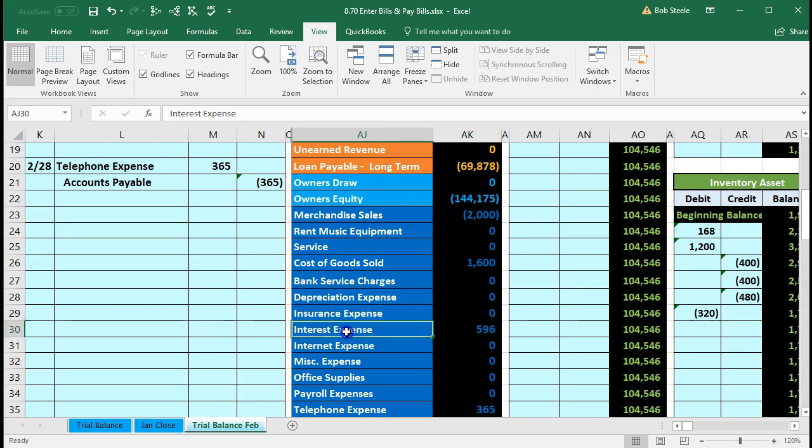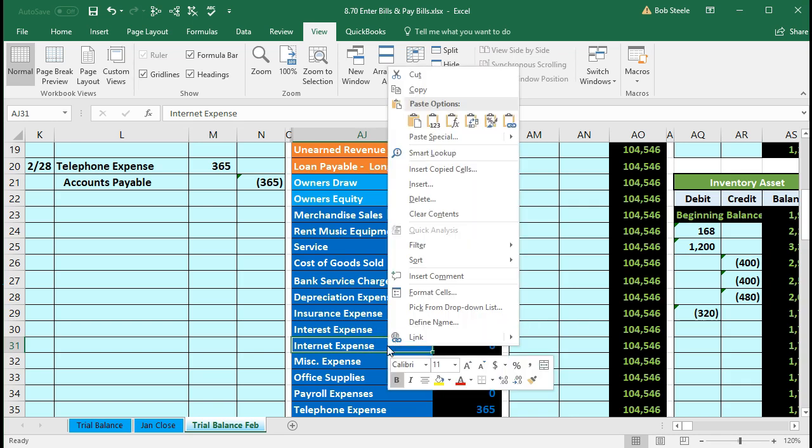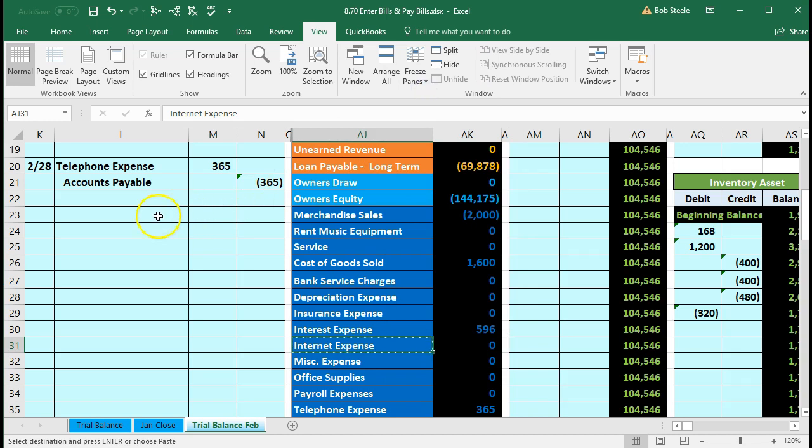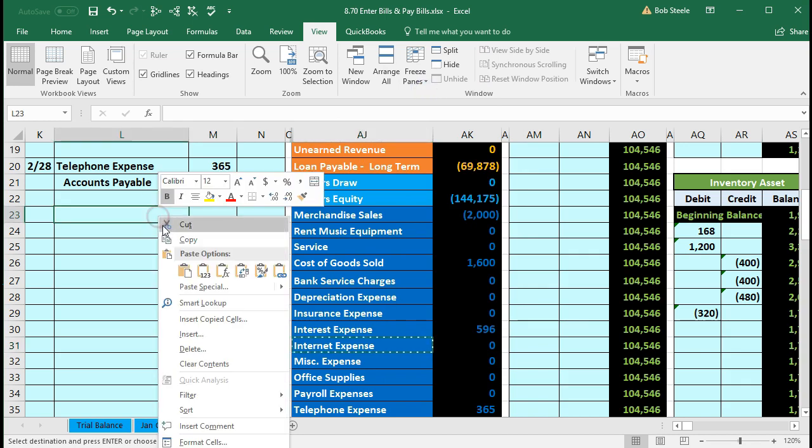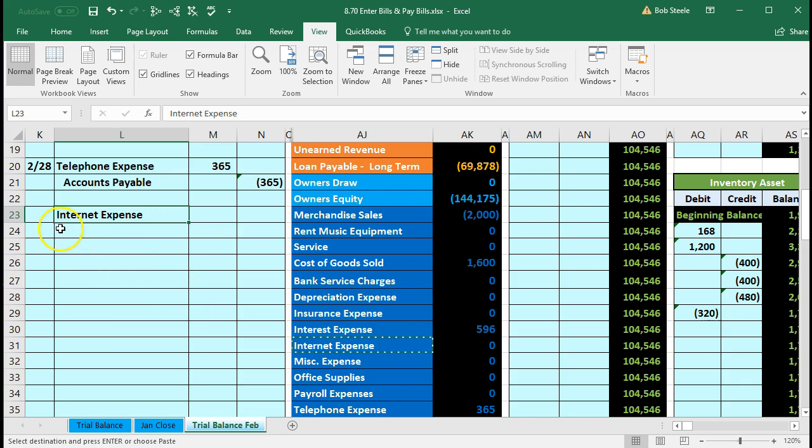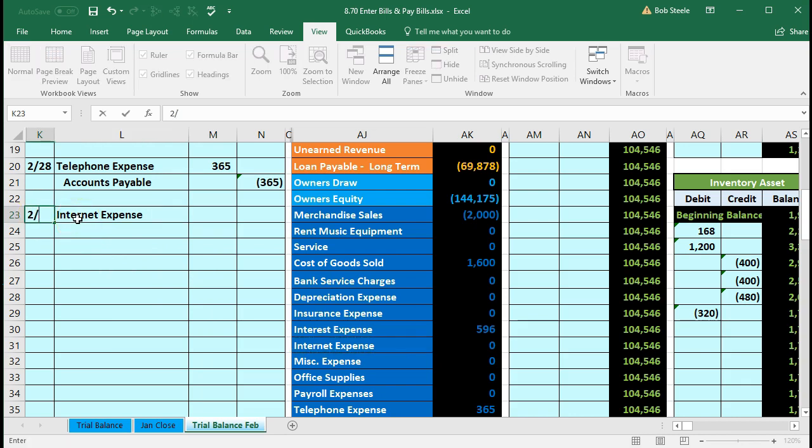Down here we see the internet expense. Like all expenses, it's going to have a debit balance and it's going to go up in the debit direction. Therefore, we will do the same thing to it as we always do to expenses, debit it. Copying the internet expense by right-clicking and scrolling over to L23, right-click and paste. The date is going to be, once again, 2/28. The amount we're going to say is 180.